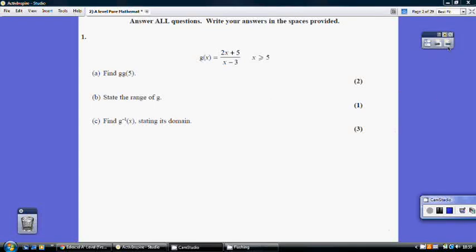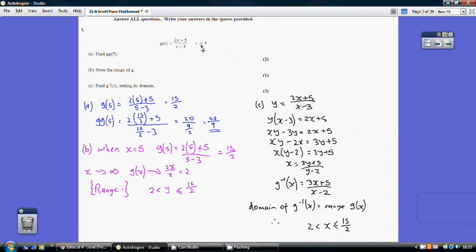Question 1. So to find g of 5, we pop 5 into the g function and see what output we get, and then we take that output and pop it back into the g function for a second time and see what output we get for a second time. So popping 5 into the g function, we get 15 over 2. We then pop this into the g function again and we get 40 over 9.